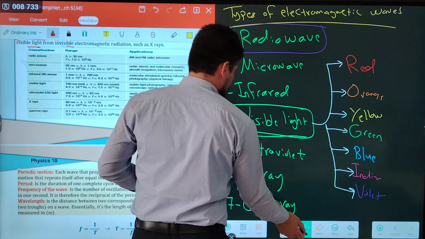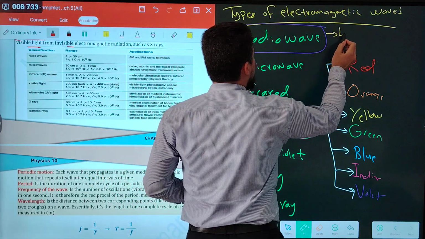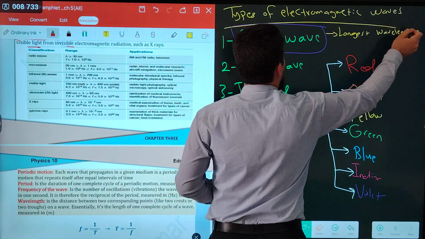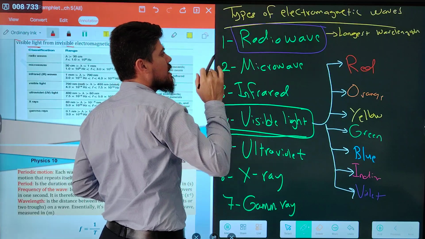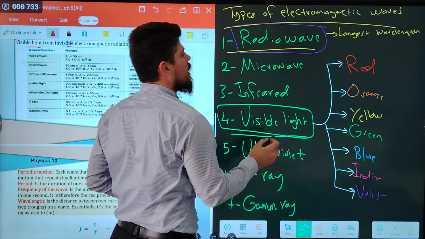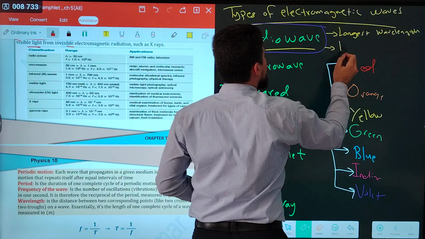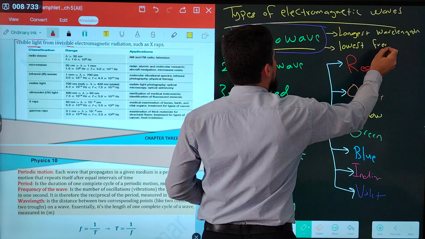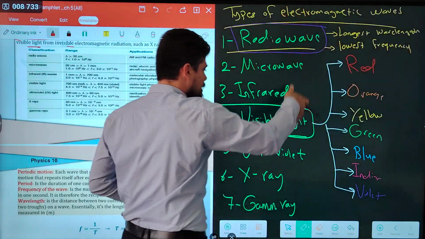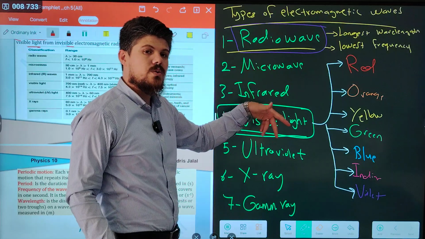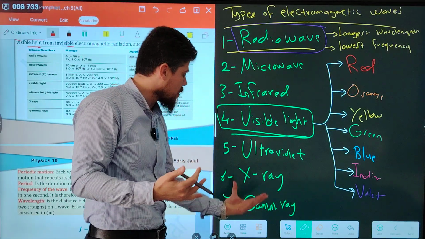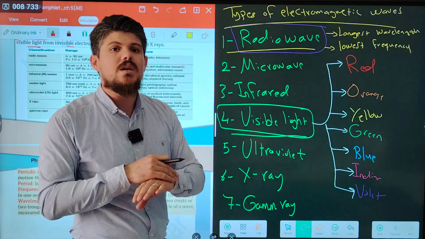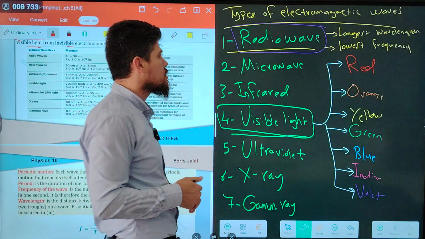Guys, the first type, radio wave, has the longest wavelength. Which type of electromagnetic spectrum or electromagnetic waves has the longest wavelength? Radio wave. Which has the lowest frequency? Longest wavelength but lowest frequency. As we are moving downward from radio to gamma ray, what happens to the frequency? Frequency gets more, increases. Okay, but from gamma ray to radio wave, frequency decreases. Wavelength is completely the reverse of the frequency, inversely proportional to each other.